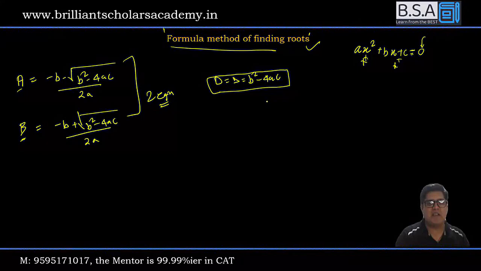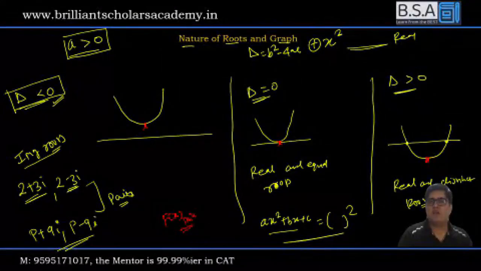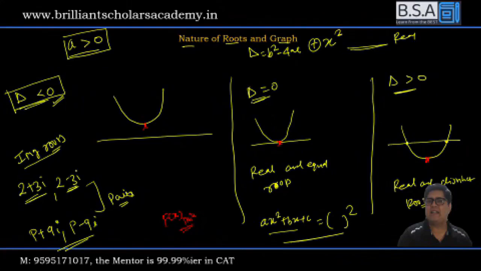When A is positive, the graph is upward. Graph goes up. Delta is negative. It is called the condition of imaginary roots. Roots are in conjugate pairs. When delta is equal to 0, that is called the condition of real and equal roots. And the quadratic equation is a perfect square in this case. When delta is more than 0, roots are real and distinct.